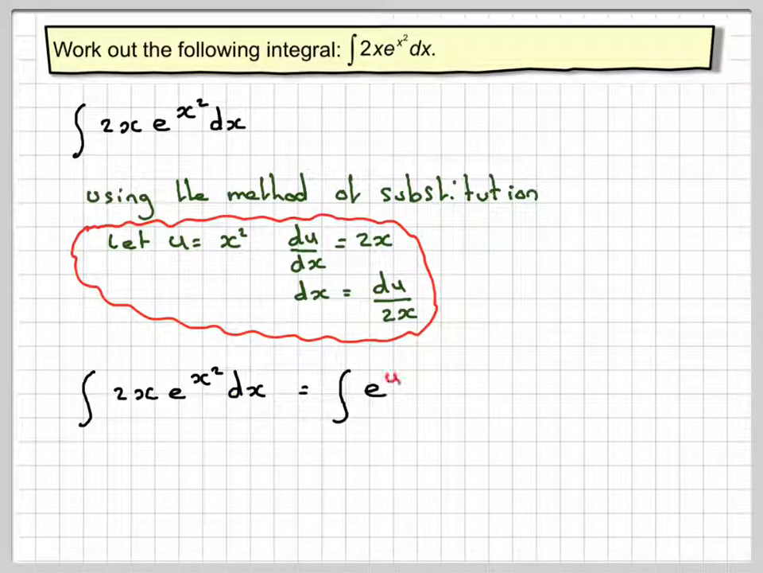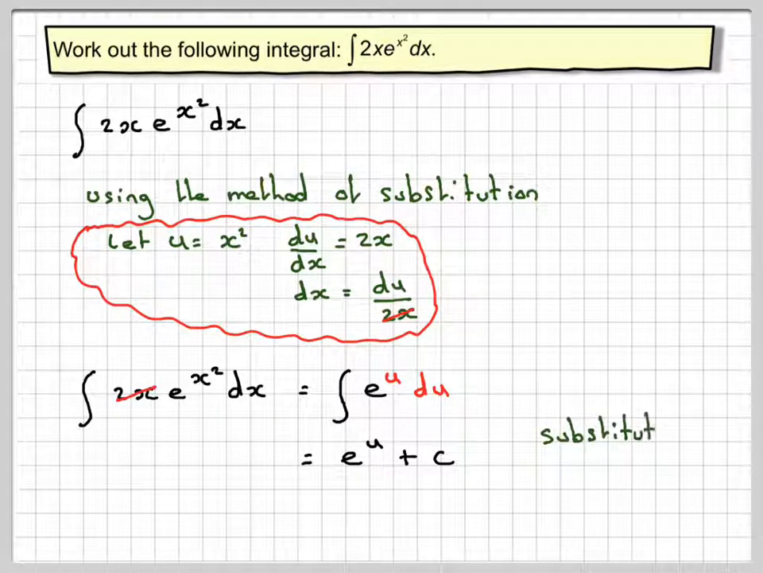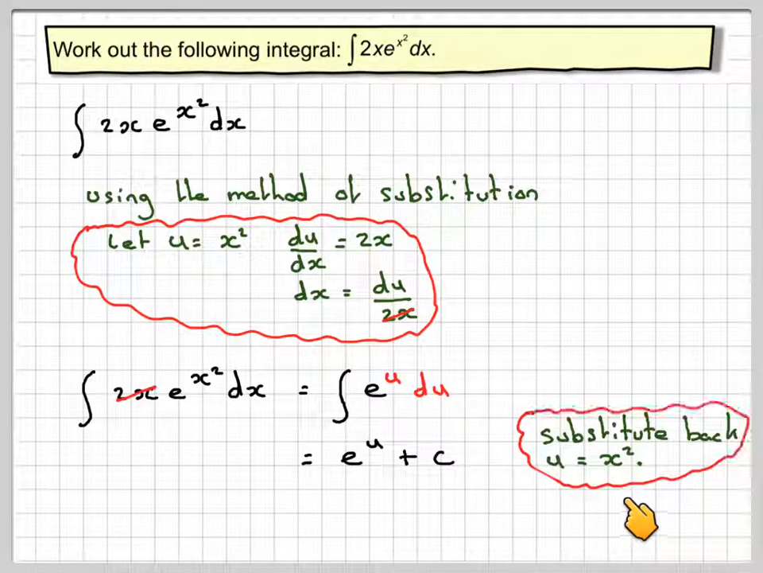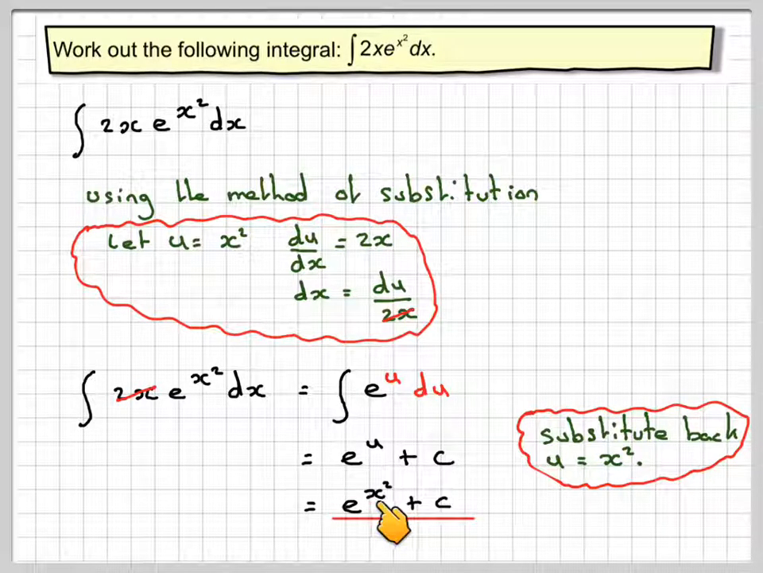Right, so my integral of 2x e to the x squared will become the integral of e to the u. When I replace dx, the two x's will cancel out, and I just get e to the u du, which is quite an easy integral. The integral of e to the u with respect to u is itself, plus c. And then you need to substitute back u is equal to x squared into this expression. So the final answer will be e to the x squared plus c.